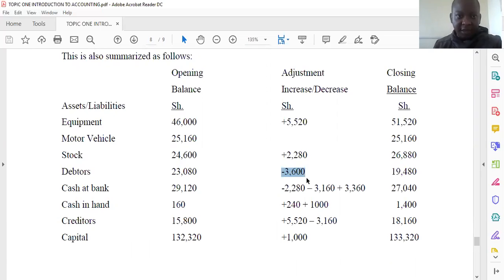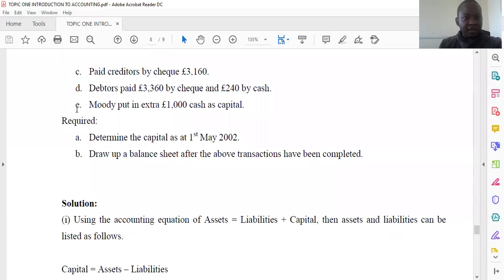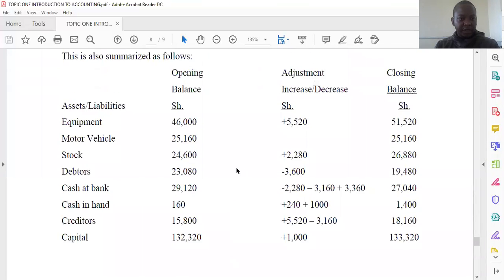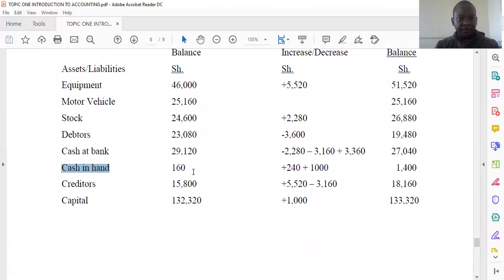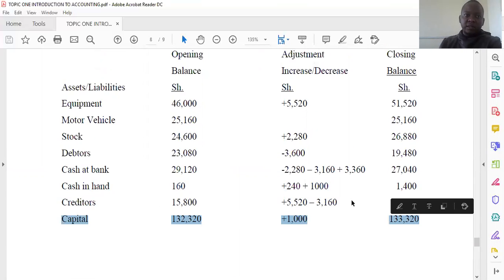So please note that. And then the other transaction is E. Moody put in extra 1,000 shillings cash as capital. So here the dual effect is that cash increases by 1,000 and capital also increases by 1,000. When Moody brought in cash, cash increased in the business. So cash in hand increases by 1,000 and capital also increases by 1,000.